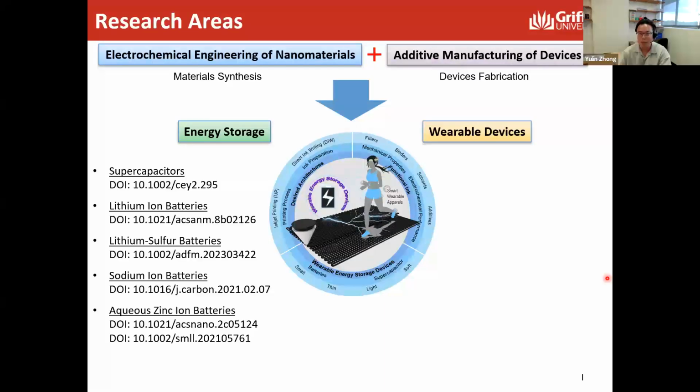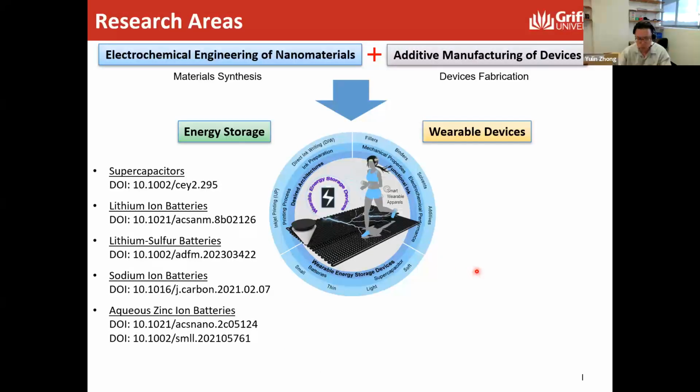At the same time, if we were to create wearable devices, then we will need another tool to help us. In this case, we would make use of 3D printing technology to fabricate devices from the nanomaterial that we produce. So in the talk today, I will talk about direct ink writing 3D printing technology, which is very suitable for chemists to fabricate devices. Of course, one of the main areas is wearable energy storage.